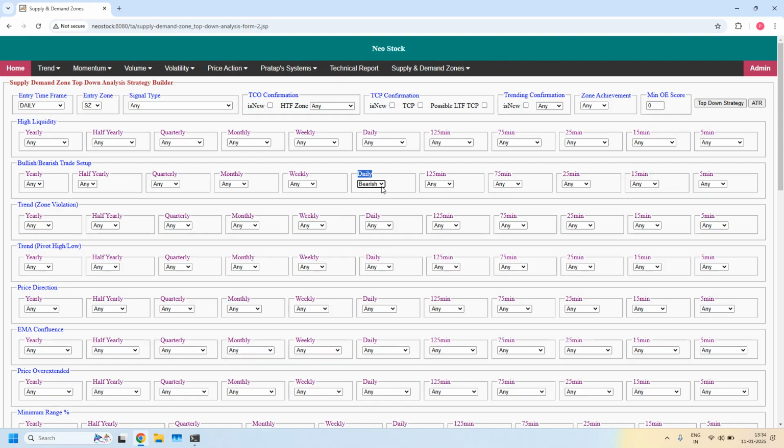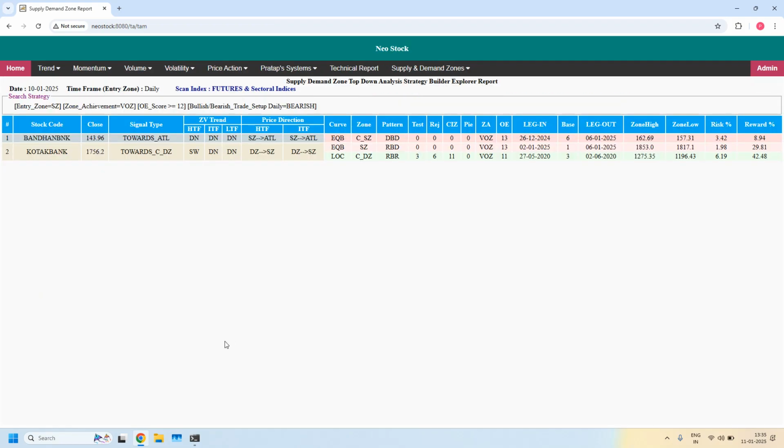Now instead of 3 filters, we will add only 2 filters, because in the daily time frame I am keeping pierced zones in the list. So I am adding the filter zone achievement as a violated opposing zone, and minimum odd enhancers should be 12, and these filters are applied to daily supply zone. Let's filter. We got only 2 stocks. Currently, these 2 stocks are supporting bearish trade setup for monthly income trade, and entry time frame is daily.